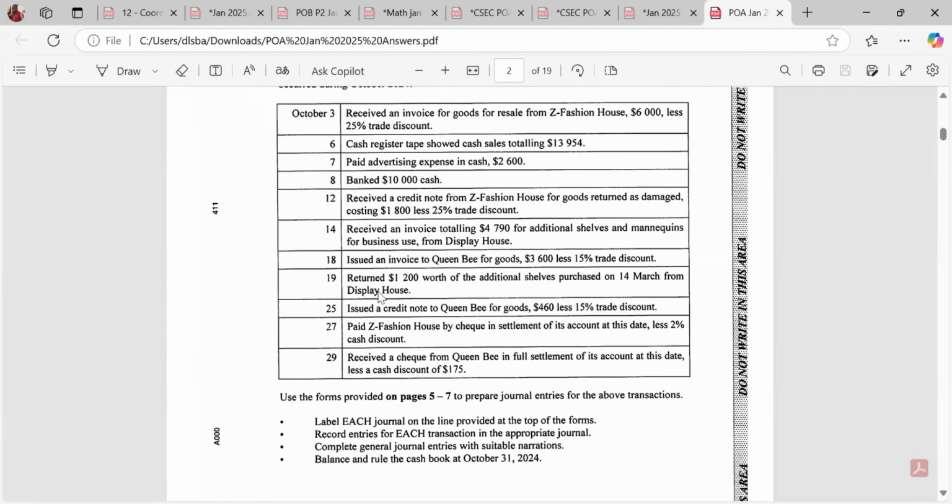Next one, the 19th. Return 1,200 worth of additional shelves purchased on the 14th of March. All right? The return inwards and return outwards journals record goods that are being returned.